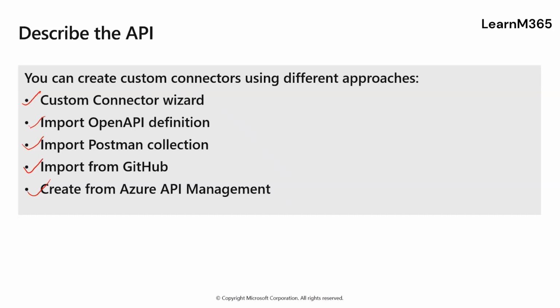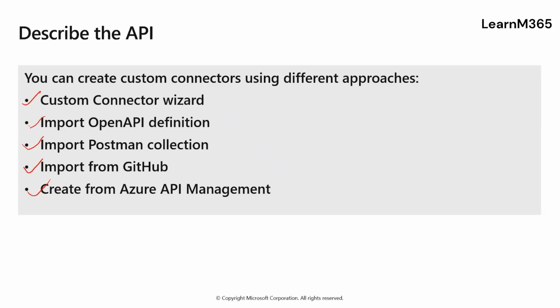The other option is import from GitHub, import connectors from the Power Platform Connector repository. This is the best approach when there is already a connector published in the repository and you want to import it, modify it, or use it as a custom connector.